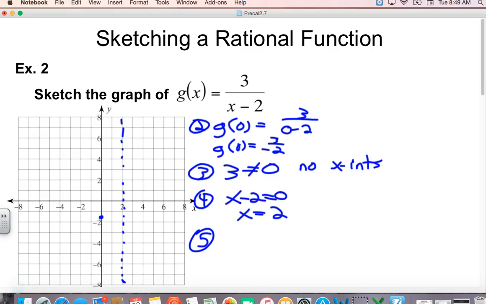So horizontal asymptotes. Well, the degree up top is 0. The degree on the bottom is 1. So we know when the degree up top is less, right? Up here it's less than this one. Then that means we have a horizontal asymptote at y equals 0. So we can go ahead and draw a horizontal asymptote right here at y equals 0.